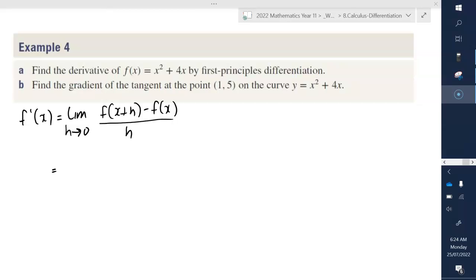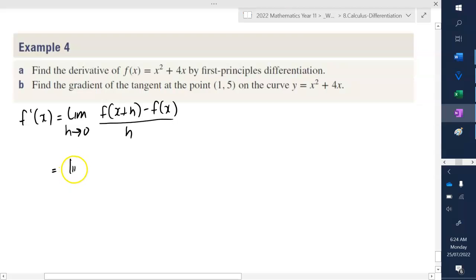So our f dash of x is the limit as h goes to 0 of f of x plus h minus f of x over h. Here's our f of x. To get our f of x plus h, we are just going to replace our x with an x plus h every time we see it. So we're going to have x plus h all squared plus 4 lots of x plus h. That's what I've got to start with.